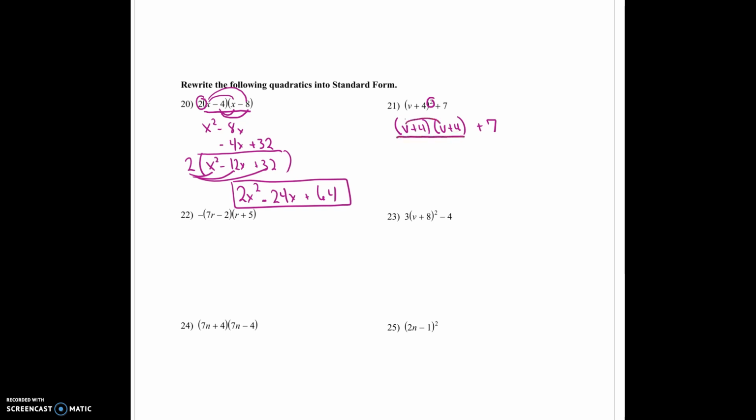So v is going to go meet the neighbors first, and I get v squared and 4v. And then the 4 is going to go meet the neighbor, so I have another 4v and a 16. And so when I add these up, I get v squared plus 8v plus 16. And hopefully you don't forget about the 7 that was originally there, because then that can combine with the 16. And so my final answer is v squared plus 8v plus 23.